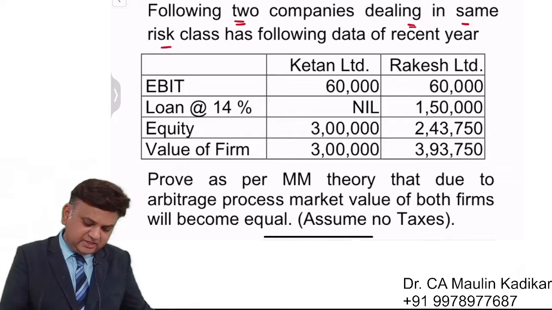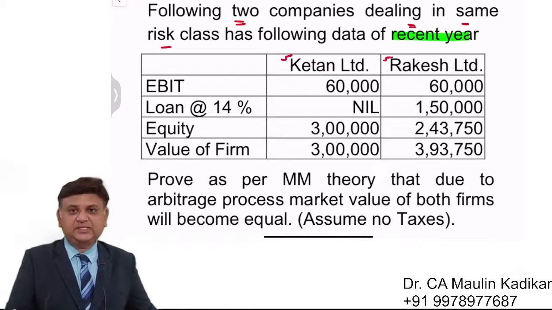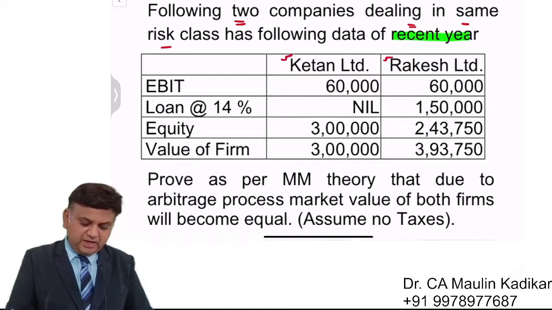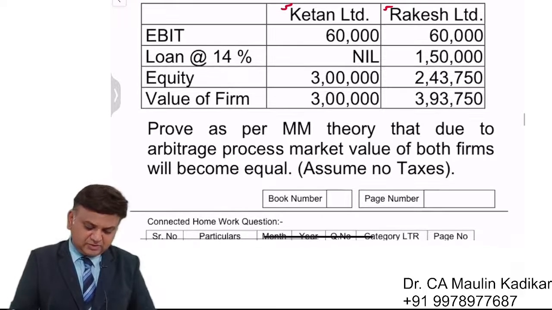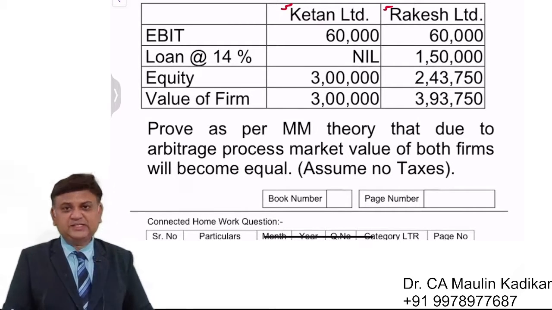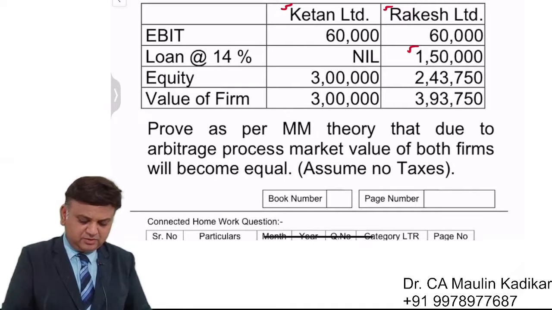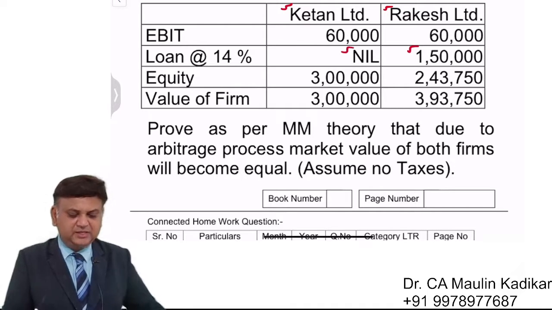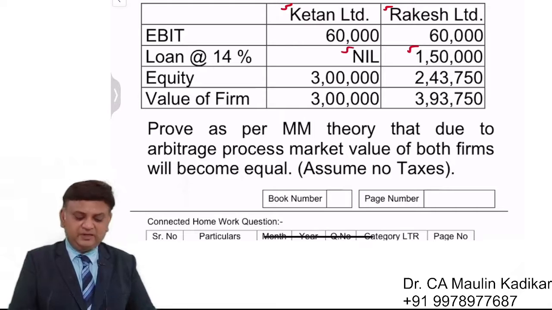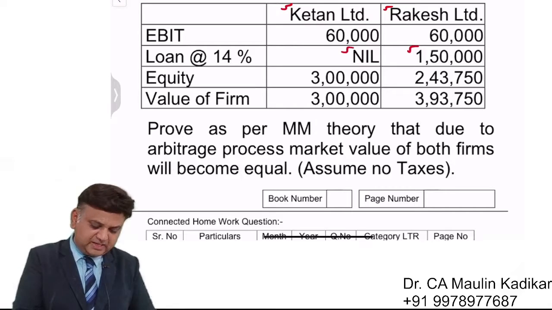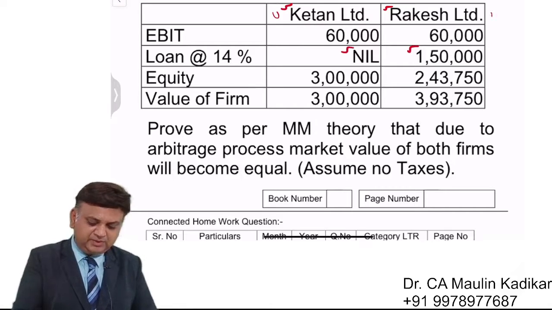Has the following data of the recent year. A company called K Limited, Ketan Ltd, and R Limited, that is Rakesh Ltd. The amount of the operating income is given, 60,000. Debt financing is given. For Rakesh Limited it is 1,50,000 and for Ketan Limited it is 0. Means Ketan Limited is unlevered firm in our example and Rakesh Limited is levered firm.